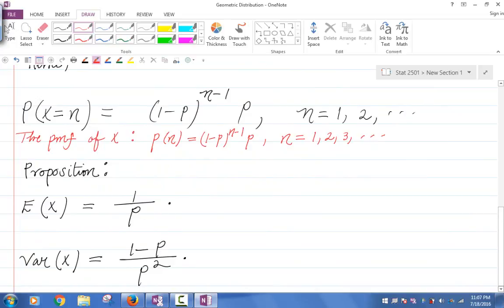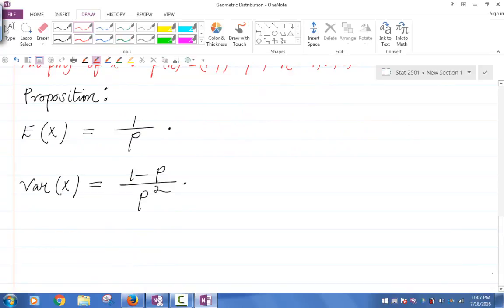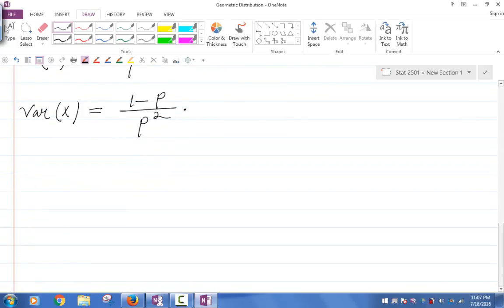Now what's the expectation and variance of this distribution? Well, the expectation of X is 1 over p, and the variance of X is 1 minus p divided by p squared. I'm going to derive the expectation in this video, but I'm not going to derive the formula for variance. So let's try to derive the formula for the expectation.